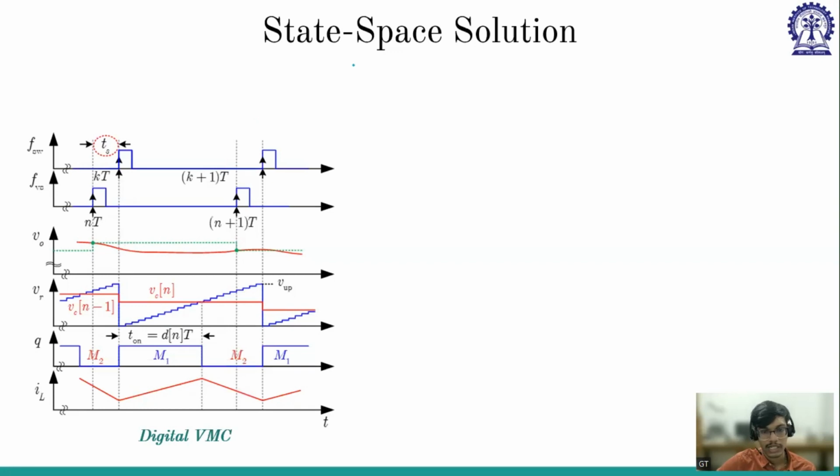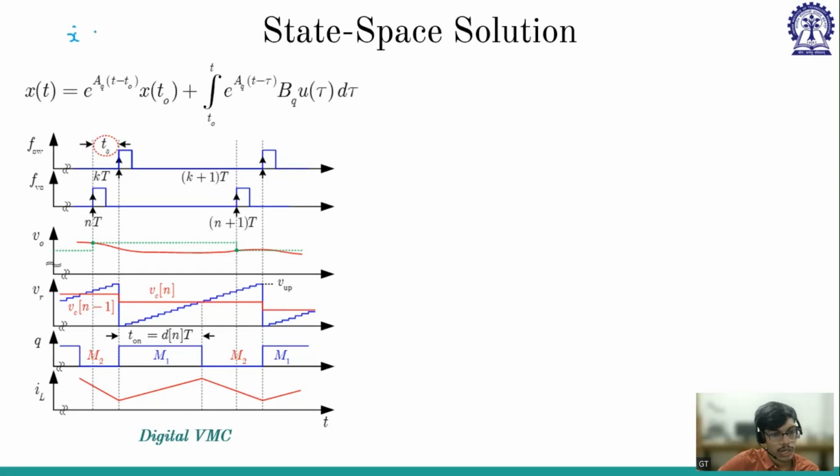So this is the state space solution. You know x dot equals Ax plus Bu. Then what is the solution? This will be the solution, which is very standard. This is a first order differential equation, so you can multiply by e to the power minus At, and you can directly get the expression.